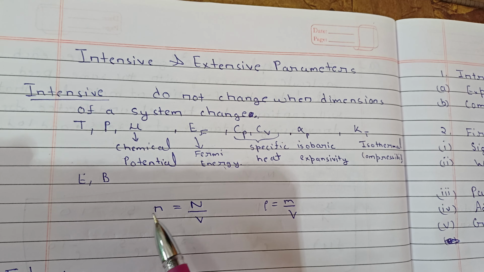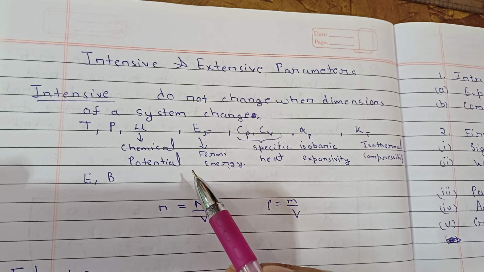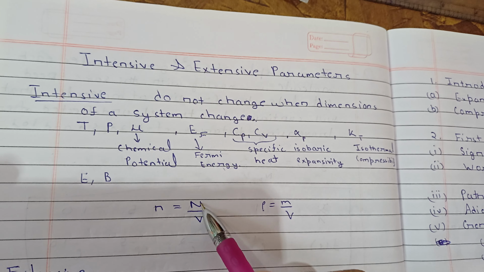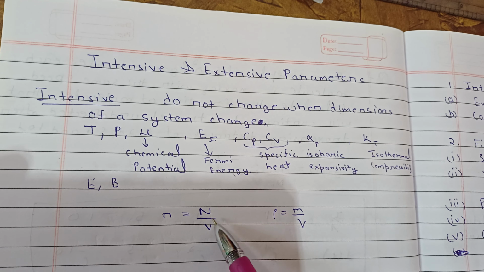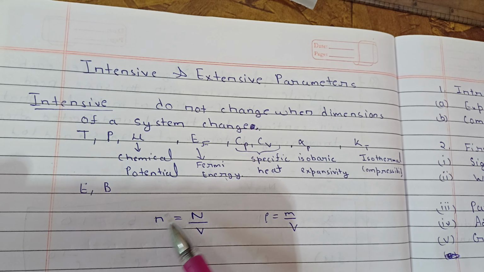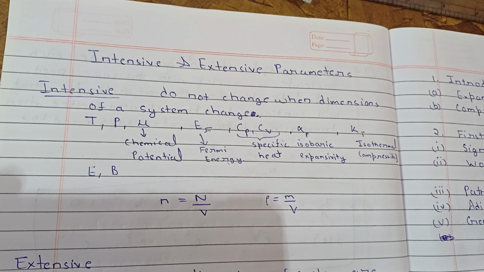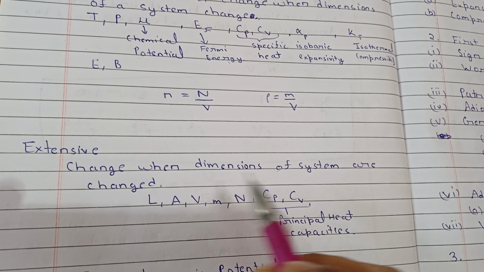You can take the example of number density. Number density for a particular volume will remain constant, and even if the volume is increased, it will remain the same, because it's the ratio of number of particles per unit volume. So the ratio of two extensive quantities can also be intensive. The example is number density, because n is extensive and V is extensive. So what are extensive? Extensive are those quantities which change when the dimension changes.